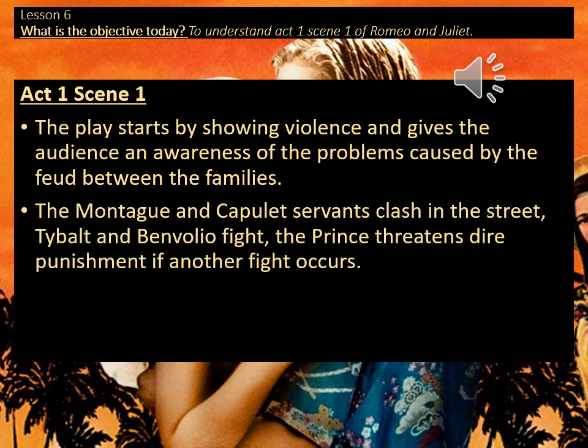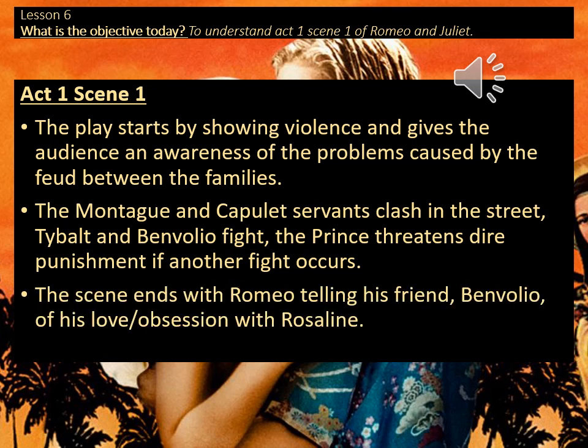We then move on to the Montague and Capulet servants fighting in the street, who are then joined by Tybalt and Benvolio. And then the prince threatens dire punishment if any more fighting occurs. The scene ends with Romeo, who wasn't present in the fight, telling his friend Benvolio about his love and obsession with Rosaline.